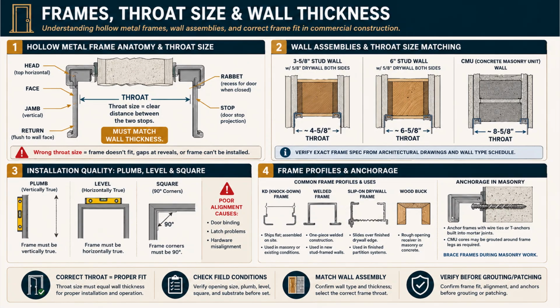For anchorage in masonry, you anchor frames with wire ties or T-anchors into the mortar joints, and CMU cores may be grouted around the frame legs. The key field instruction: brace frames during masonry work so they don't shift while the wall goes up. The 4 takeaways at the bottom. Correct throat equals proper fit. Check field conditions, match the wall assembly, and verify before grouting or patching.